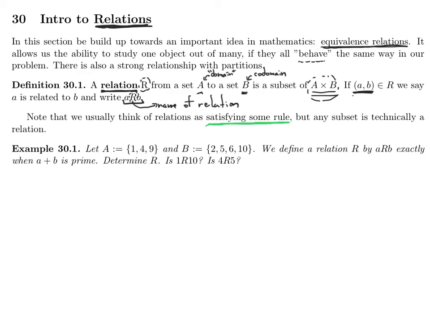Okay, so A in this case is going to be the set {1, 4, 9}. B is going to be the set {2, 5, 6, 10}. Our relation R is saying that A is related to B via this relation R exactly when the sum of A and B is prime. So that's what we want to determine. Let's see if we can define the set R first.